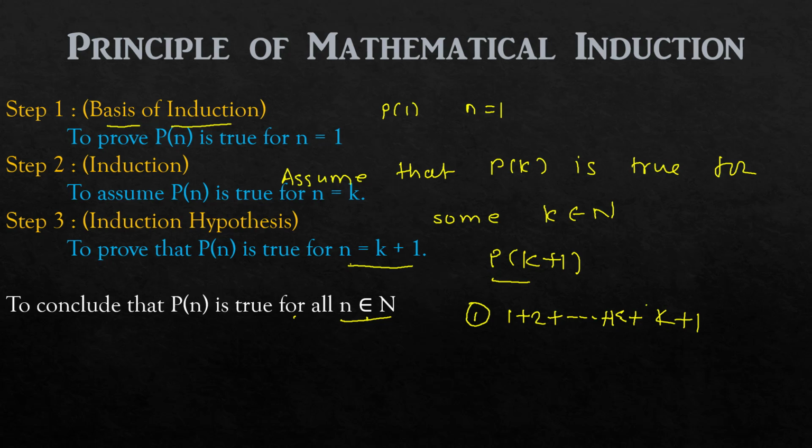Step number 1, basis of induction, means we have to prove for p of 1, that is, n is equal to 1. Step number 2, induction step, we have to assume that p of k is true for some k belonging to N. And step number 3, the most important step, we have to prove for p of k plus 1.